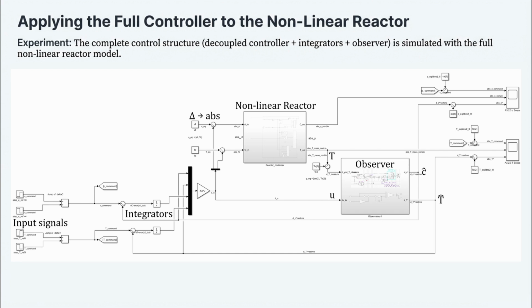After the nonlinear reactor, we feed out the real concentration into a scope so we can observe it later. But we also do it for the temperature, and we only feed the temperature back into the observer, as this is the only state we can really measure in reality. Again, we do the transformation, this time from the absolute value to the delta value, and use the observer we found before. And the observer does its job and estimates the concentration inside the reactor and the temperature inside the reactor, which are both fed back to the integrators. This is our control loop.